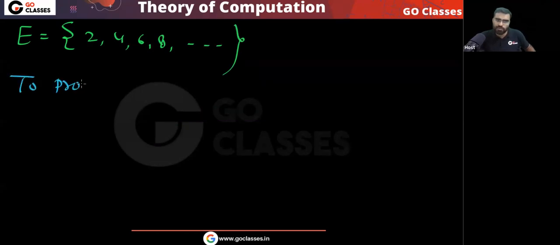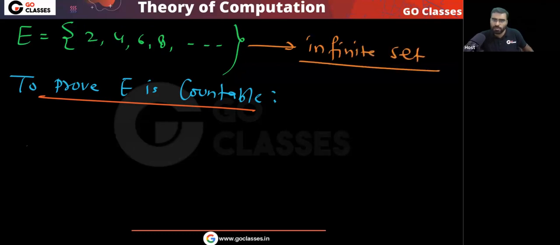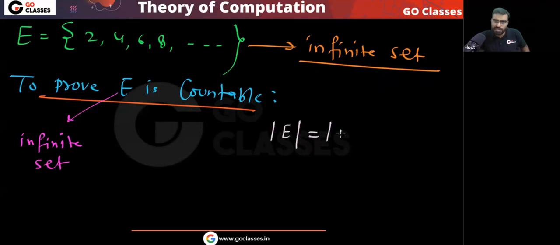To prove E is countable, what do we need to do? Remember, this is already an infinite set. You already know this. So how to prove this infinite set is countable? Just prove that the cardinality of E is the same as the cardinality of the positive integers. Yes or no? This is what you need to prove.